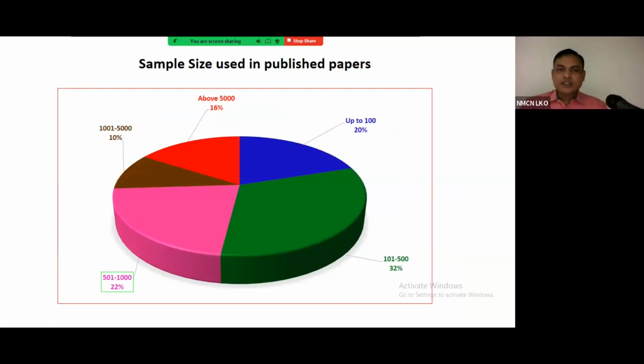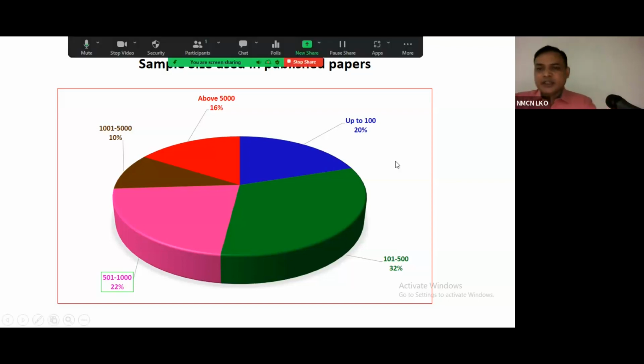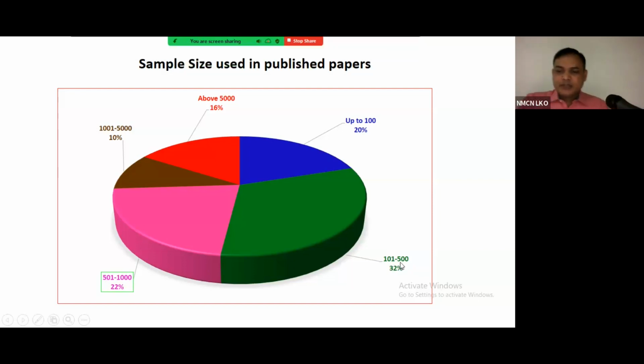We have also estimated what sample size they have used. We found that for 20% of the articles, the sample size is up to 100. 32% of articles have a sample size between 101 and 500, and 22% of articles have a sample size between 501 and 1000, and 10% have 1001 to 5000, and above 5000 it was 16%.